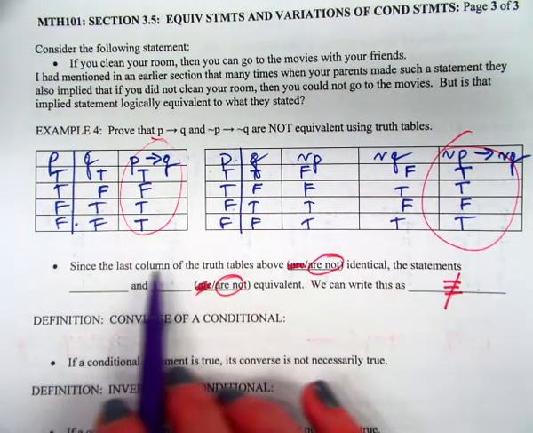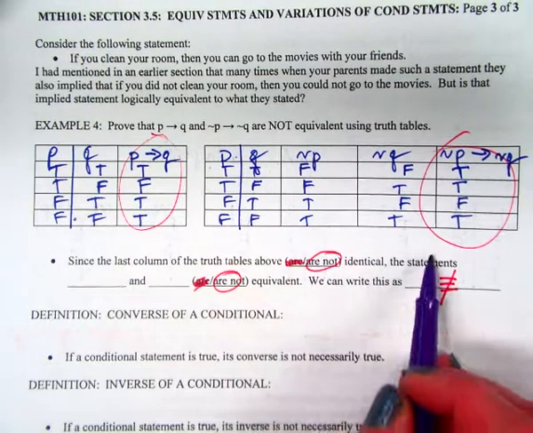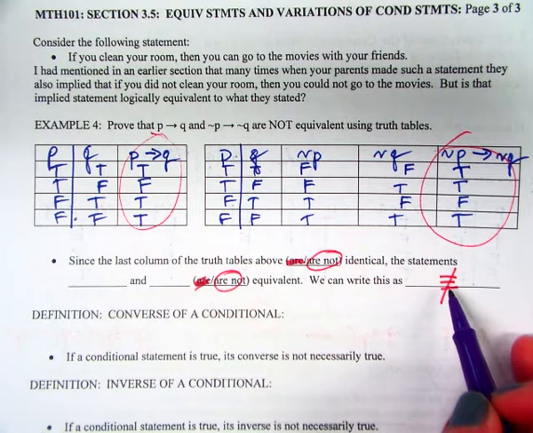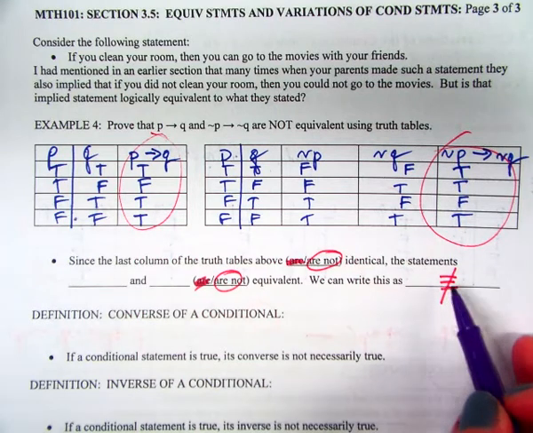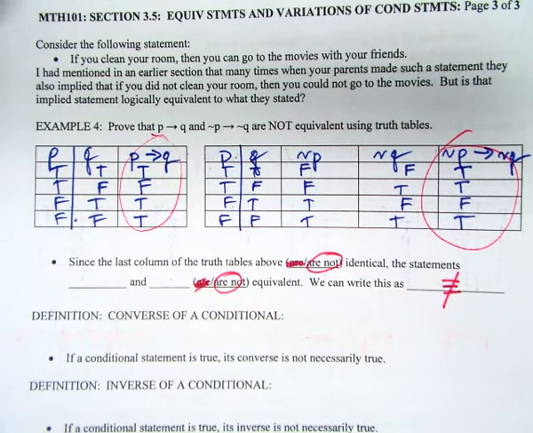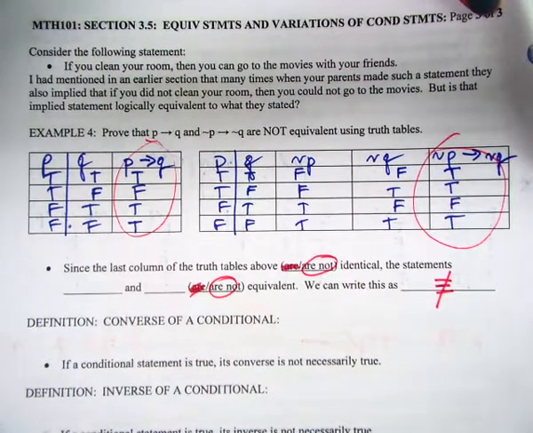So since the last column of the truth tables above are not identical, the statements are not equivalent. And the symbol for not equivalent, you would just take this equivalent sign and cross through it. All right, does that make sense? I'm going to go over one more thing on the next page. Okay, so if you're ready, let's flip the page, because this is what your homework is about tonight.